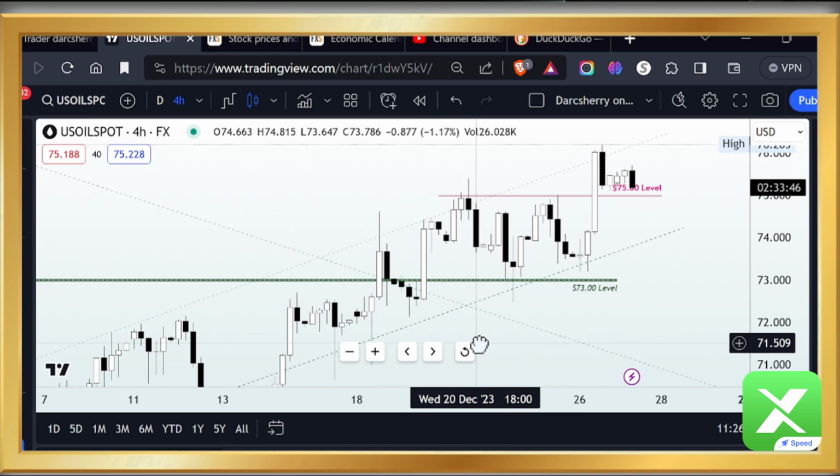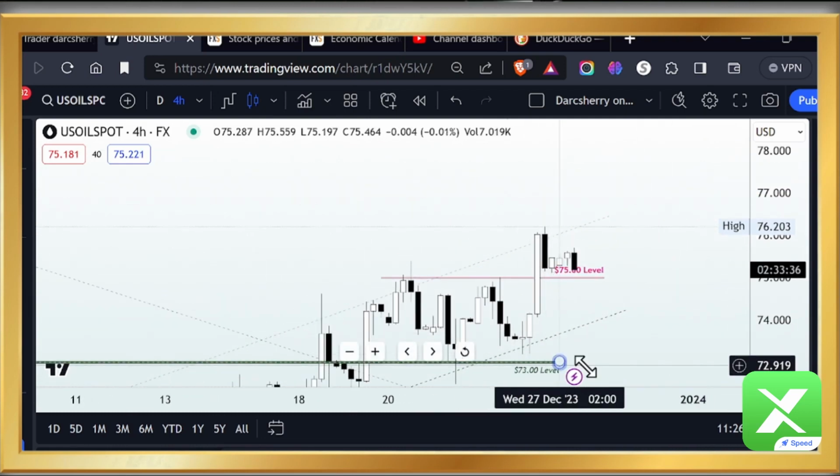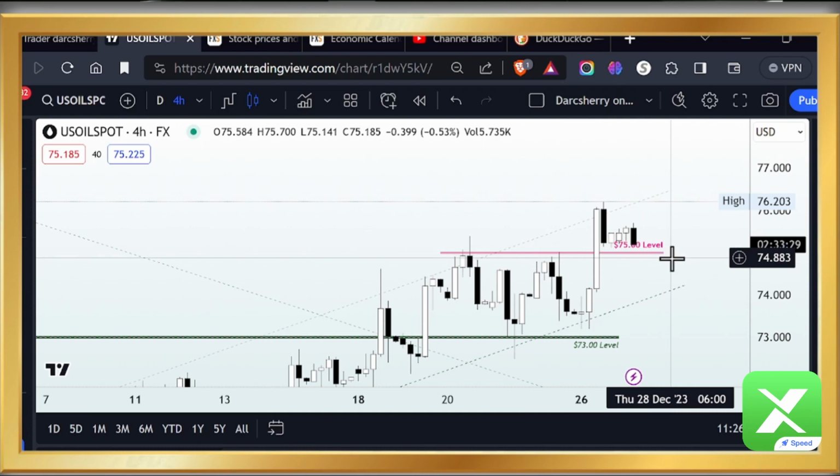Now, we saw what happened last week. We saw how price did maintain above the $73 level, above the ascending trend line as well, and then we saw this engulfing candle yesterday breaking out of our key level for this week at the $75 area.